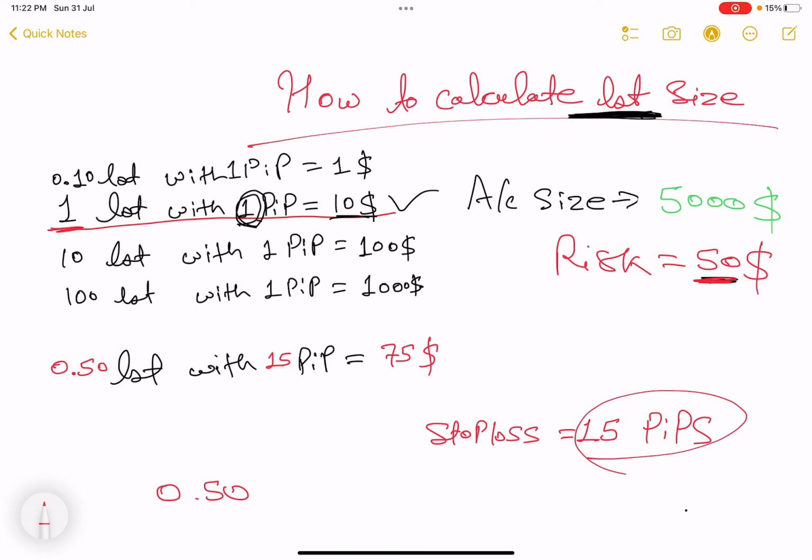But still this is not my actual risk, right? I want to lose $50. But what is happening here? It is just showing 75. If I'm trading with 0.50 lot size with 15 pip stop loss, my risk will be $75. But I don't want to lose 75. So what I have to do here in this situation, it is very simple.